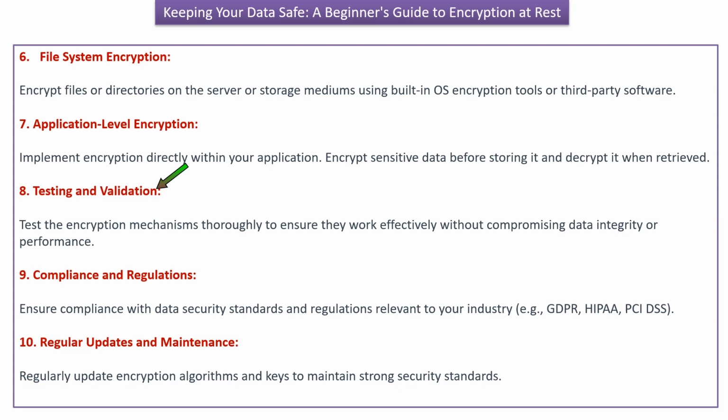Eighth step is testing and validation. Test the encryption mechanisms thoroughly to ensure they work effectively without compromising data integrity or performance. The ninth step is compliance and regulation. Ensure compliance with the data security standards and regulations relevant to your industry, for example, GDPR, HIPAA, PCI DSS. 10th step is regular updates and maintenance. Regularly update encryption algorithms and keys to maintain strong security standards.